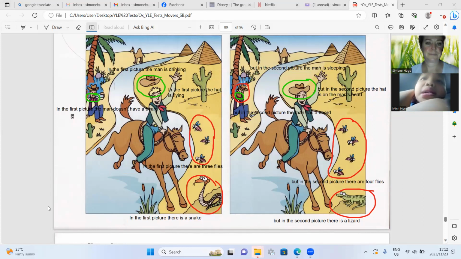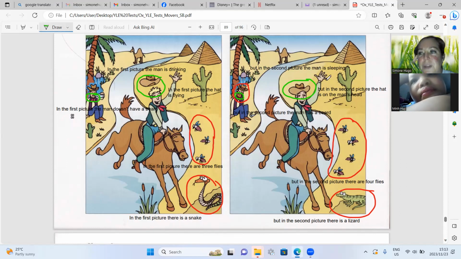In the first picture, the man is drinking. But in the second picture, the man is sleeping. In the first picture, the hat is flying. But in the second picture, the hat is on the man.